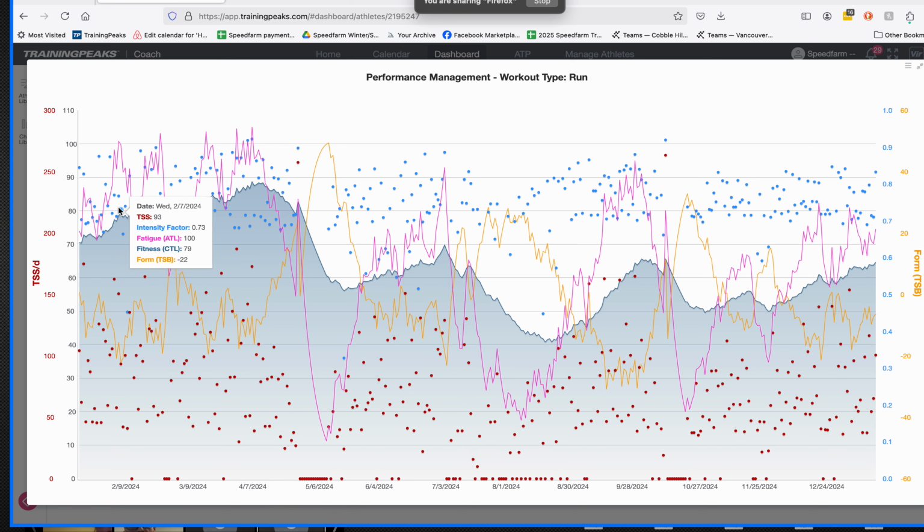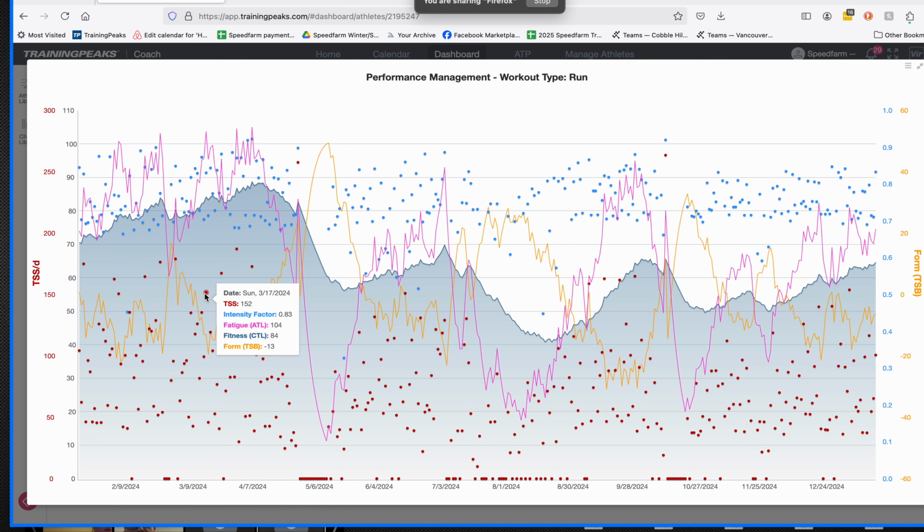Each workout is represented by 2 dots. So there's a lot of dots on here. And I can roll over any dot and it'll give me a quick summary of what that workout was. So the red dot is the total training stress of that workout.